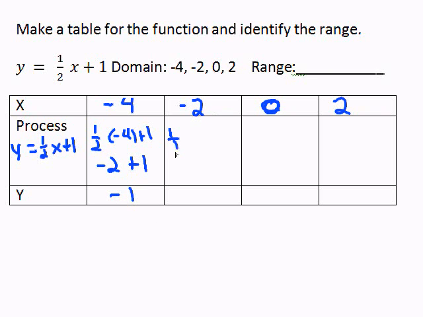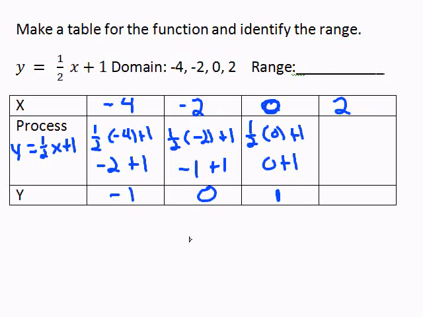Next example, 1/2 of -2 plus 1. 1/2 of -2 is -1, plus 1 is 0. And our third one, 1/2 of 0 plus 1. 1/2 of 0 is 0, plus 1 is 1. You could see the pattern at this point, or you can go ahead and fill it out. Notice we're going up by 1 every single time. If x is 2, y is 1/2 of 2 plus 1. 1/2 of 2 is 1, plus 1 is 2. So our range is -1, 0, 1, and 2.